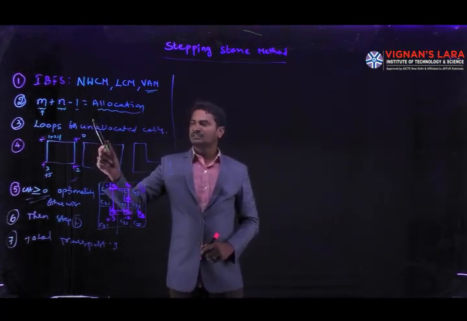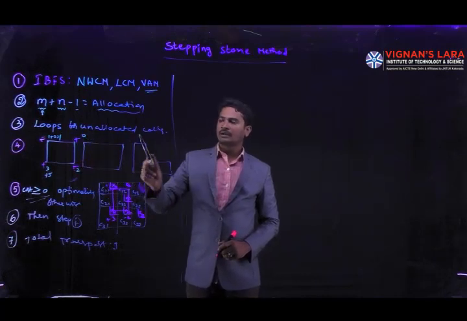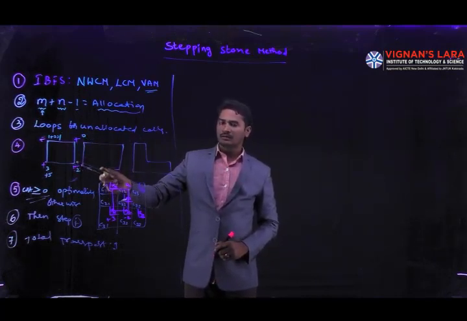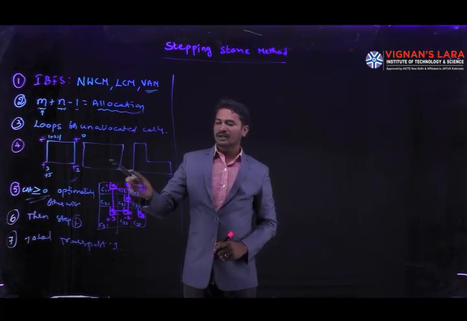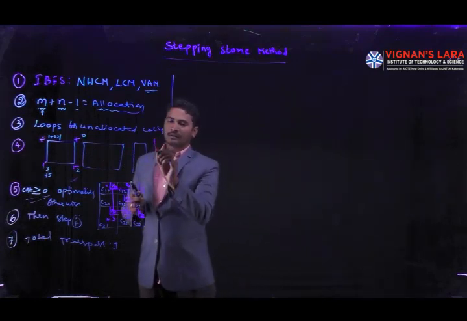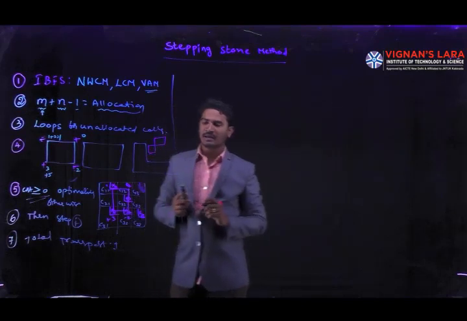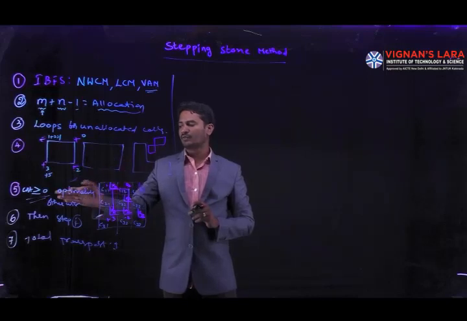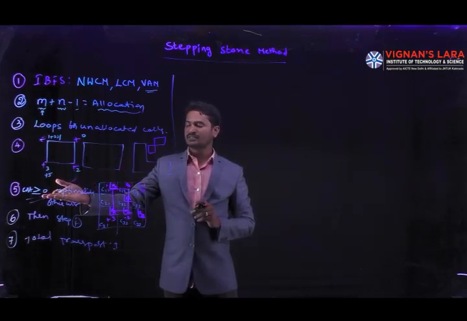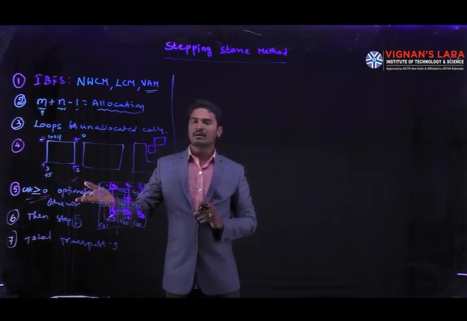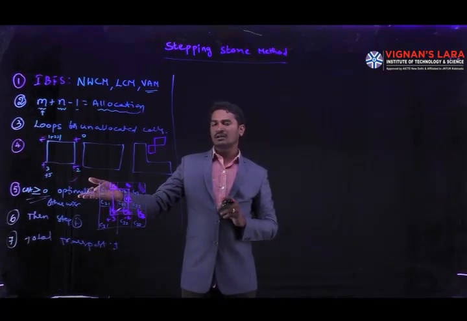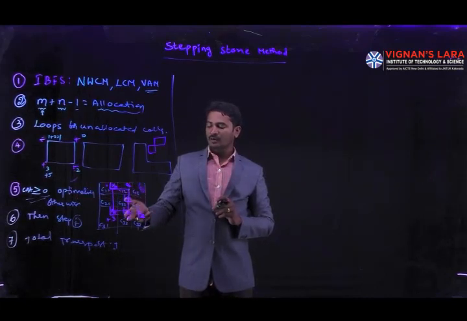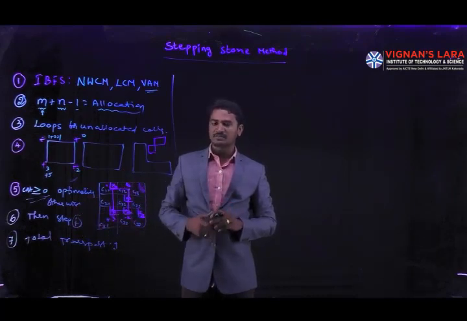After getting the non-degeneracy, we are going to draw the loops for unallocated cells. The loop must have four corners, and the loops are acceptable in shapes like square, rectangle, L shapes, and some special shapes like this. These types of shapes are also acceptable. Then after drawing the loops, we are going to find the cost value. If the cost is greater than or equal to 0, the problem reaches the optimality, and we are going to find the optimal solution. Otherwise, we are going to transfer the commodity through the loop. Then we are going to find the total transportation cost.